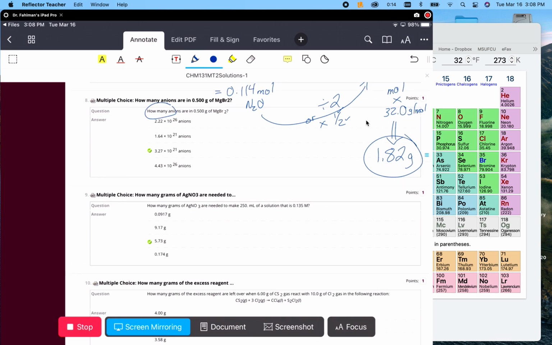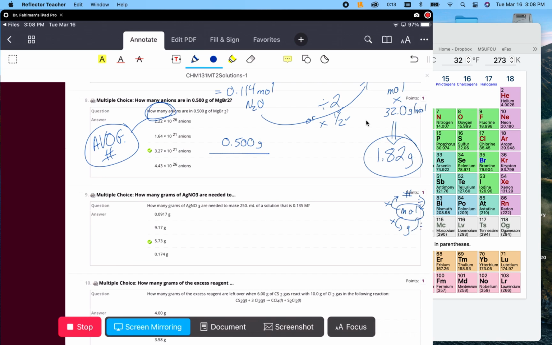How many anions are in that many grams of magnesium bromide? When you see how many in a question, think of Avogadro's number. Okay, so it's going to be this insanely large number. And so 0.5 grams of magnesium bromide, we have to first get moles. So we had moles, number, and then grams. If we are moving out of moles, we're multiplying by something. And to get back to moles, we're dividing.